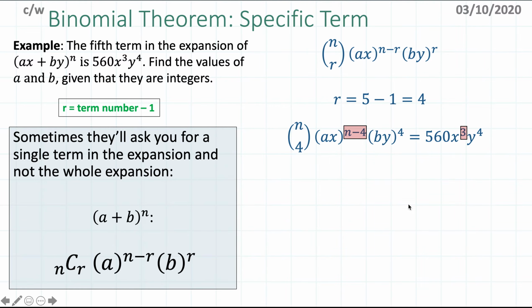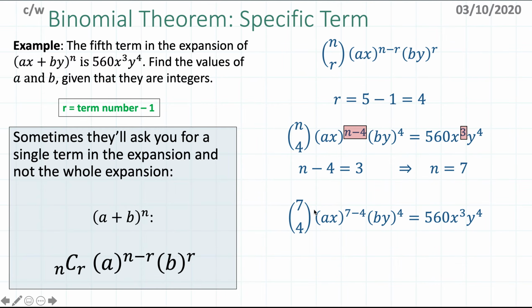If I can find as much information as possible so that the only unknowns left are a and b, that would be good. So I know n minus 4 should be equal to 3 because the x has to be to the power of 3. This means that my n is equal to 7. So that's amazing. I can put in my 7 choose 4, a x to the power of 7 minus 4, b y to the power of 4, 560, and so on. So this simplifies to the following. 7 minus 4 is 3. 7 choose 4 will be 35, a to the power of 3, x to the power of 3, b to the power of 4, y to the power of 4. This should be equal to 560.